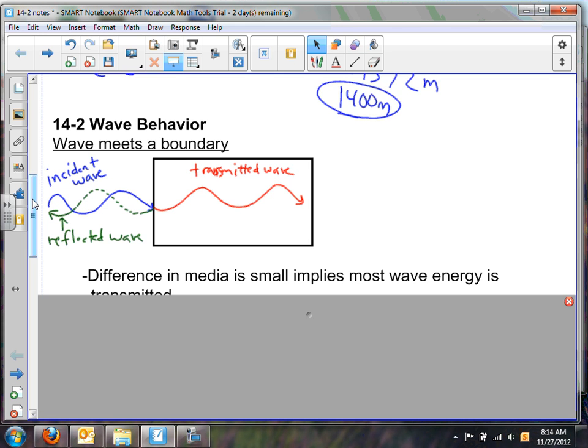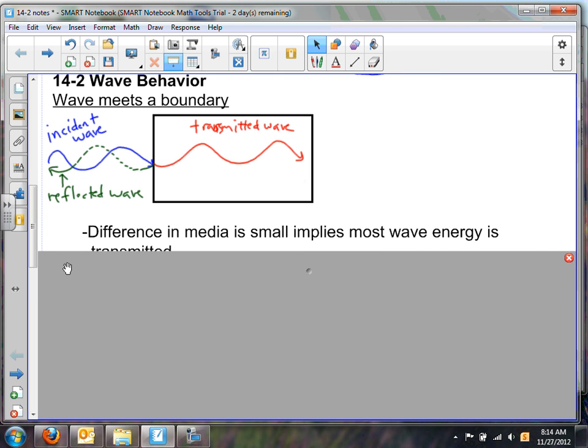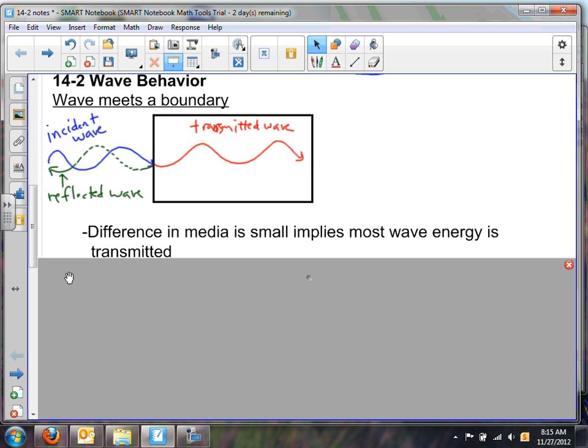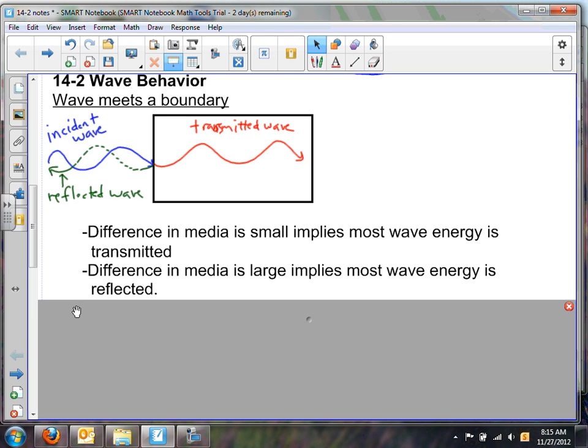And the difference in the media really tells us what actually happens with this wave. So if the difference in the medium is really small, most of the energy is transmitted. Examples would be if you go from air into oxygen gas. There you have yourself a small change. Or from water into some other liquid, the difference would be small. If, however, the difference in media is large, that implies that most of the energy is reflected. So if you're going from air into water, or from air to a wall, most of that energy is going to be reflected.